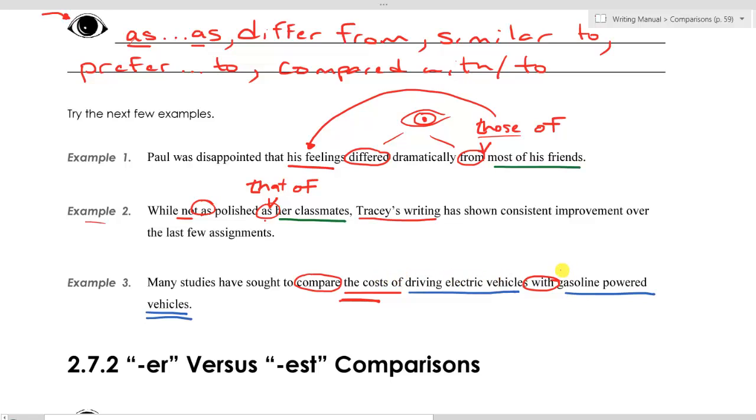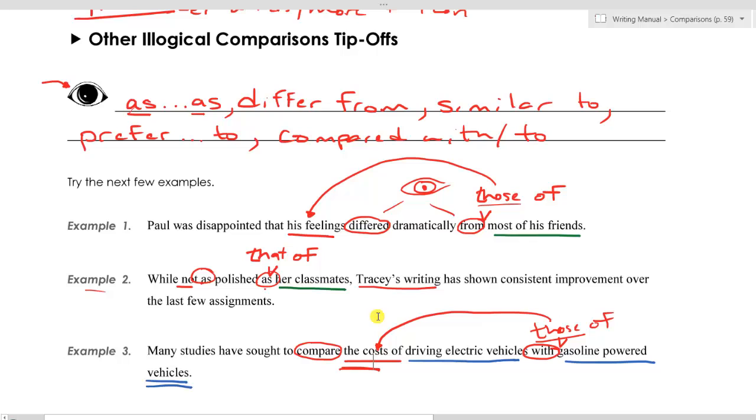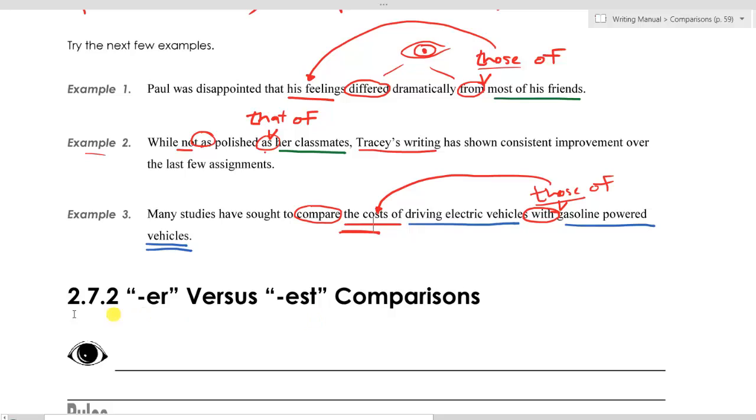In this case, what we're going to do is insert "those" here, and now "those" will refer back to costs. So the sentence becomes, many studies have sought to compare the costs of driving electric vehicles with the costs, or those, of gasoline-powered vehicles. Those are your unclear or illogical comparison tip-offs and examples. Make sure you know that well. It is a very common error that shows up on the SAT.